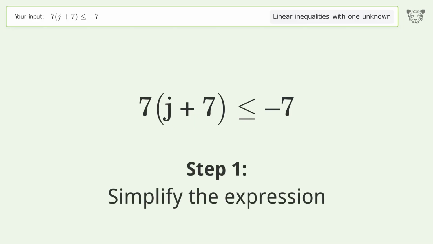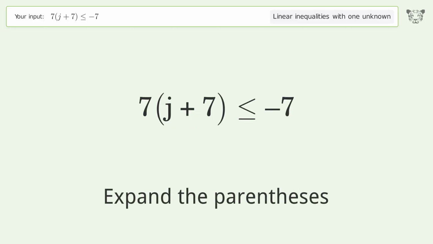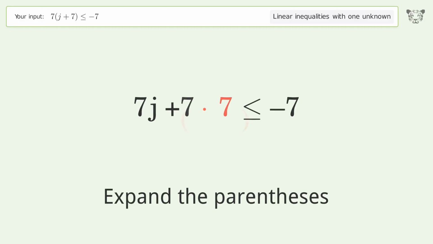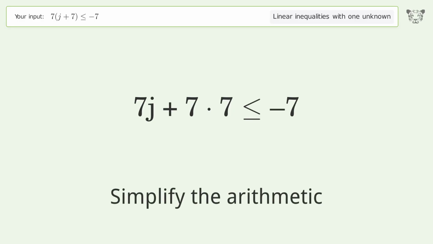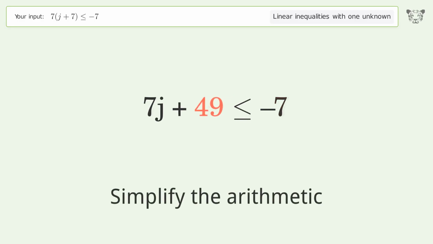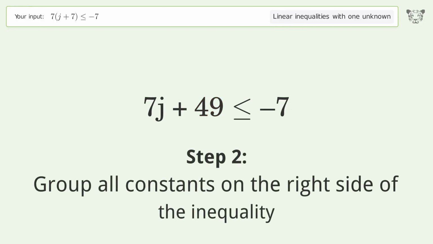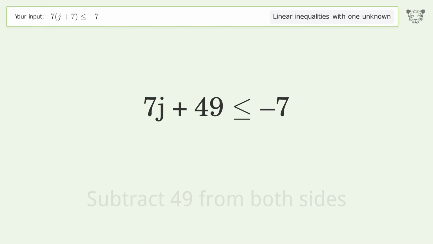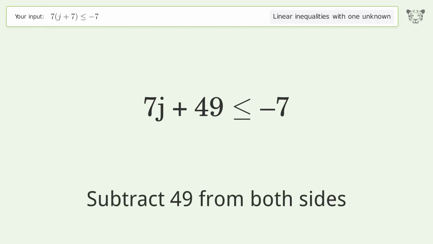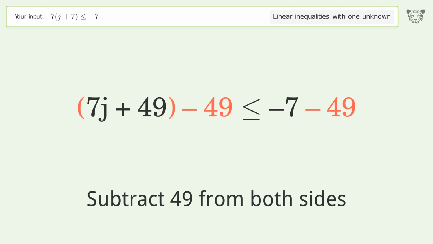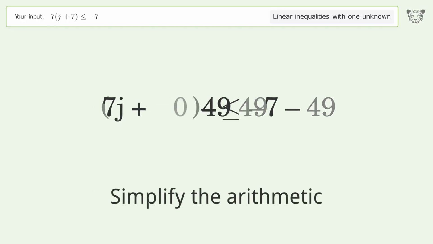Simplify the expression. Expand the parentheses. Simplify the arithmetic. Group all constants on the right side of the inequality. Subtract 49 from both sides. Simplify the arithmetic.